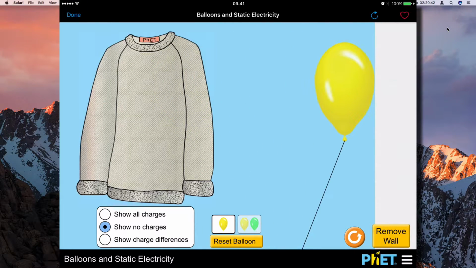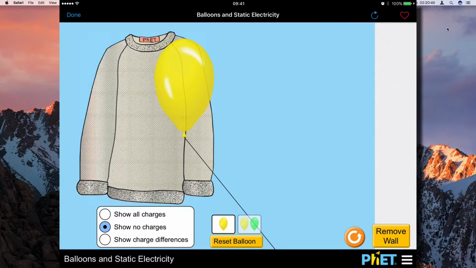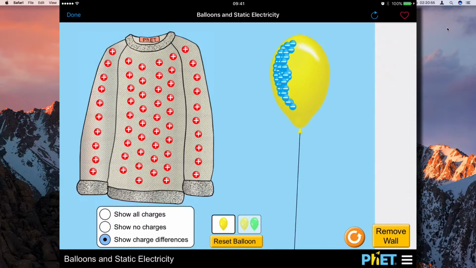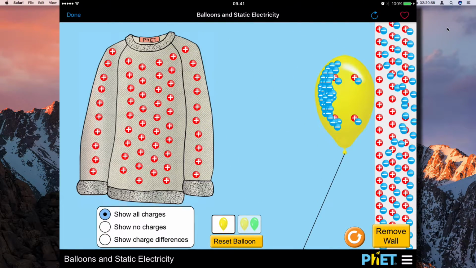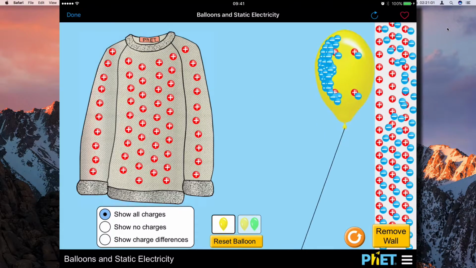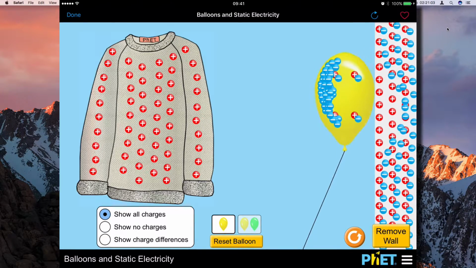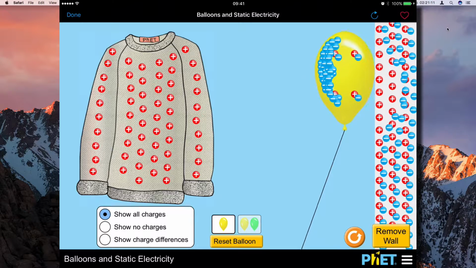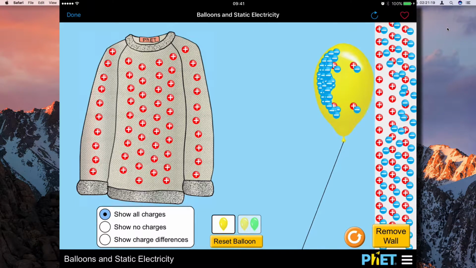Okay, so I've removed the charges. This is what we would see in real life. Okay, we would see an attraction like that. Show charge differences and show all charges. So with the charges now we understand why it is attracted to this wall, because the negative charges have been repelled and these positives are attracting the negative charges on the balloon.